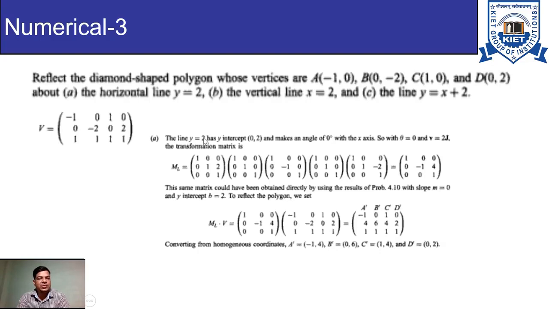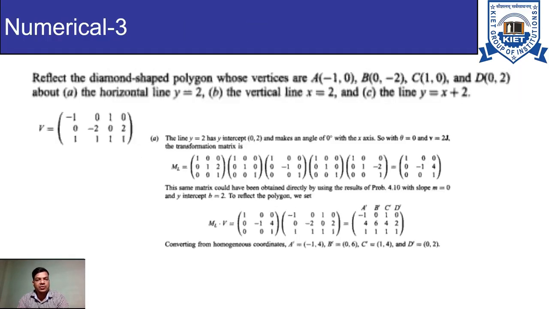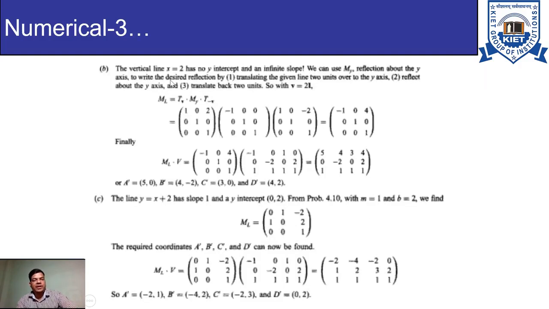For the line y equals 2, we have to calculate the values of m and b. In this case the rotation angle is basically 0, but the value of b is 2. So you can directly substitute the values, and you will get the answer. Similarly, we can perform the reflection about x equals 2, and we can directly apply the formula, but you can also solve it in a different way.